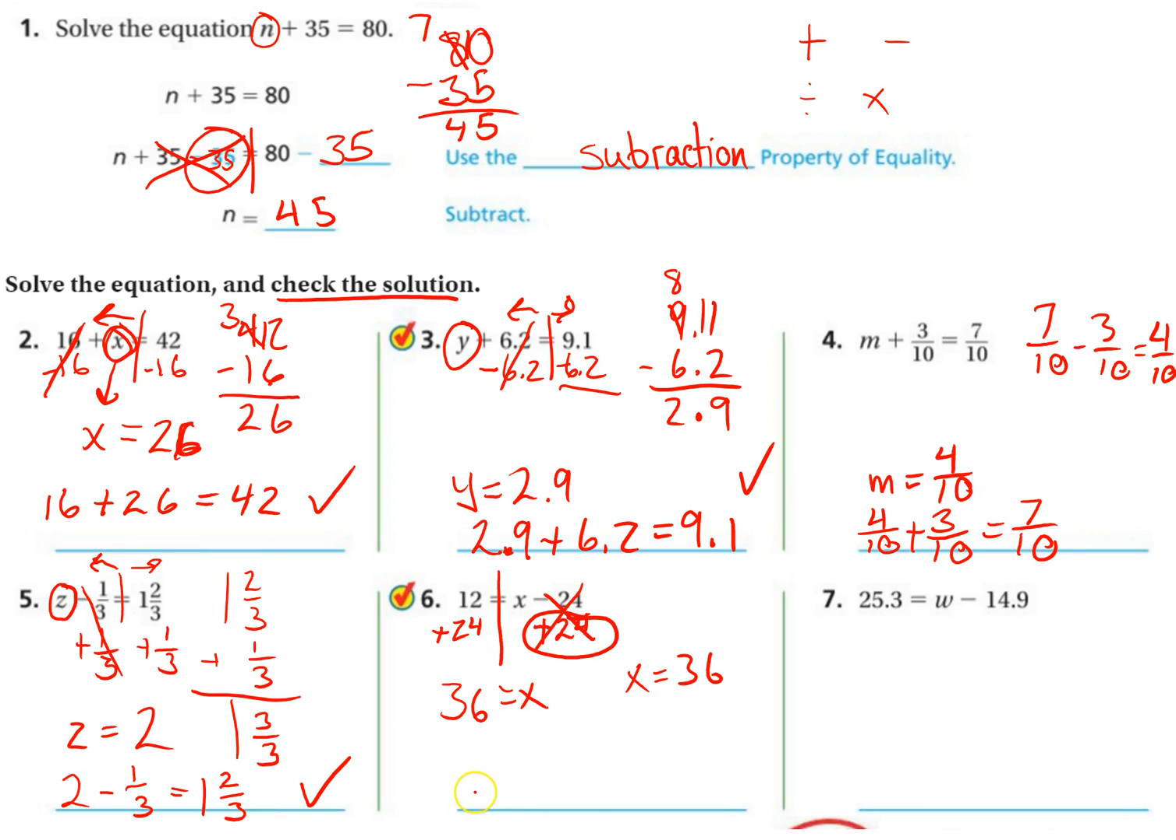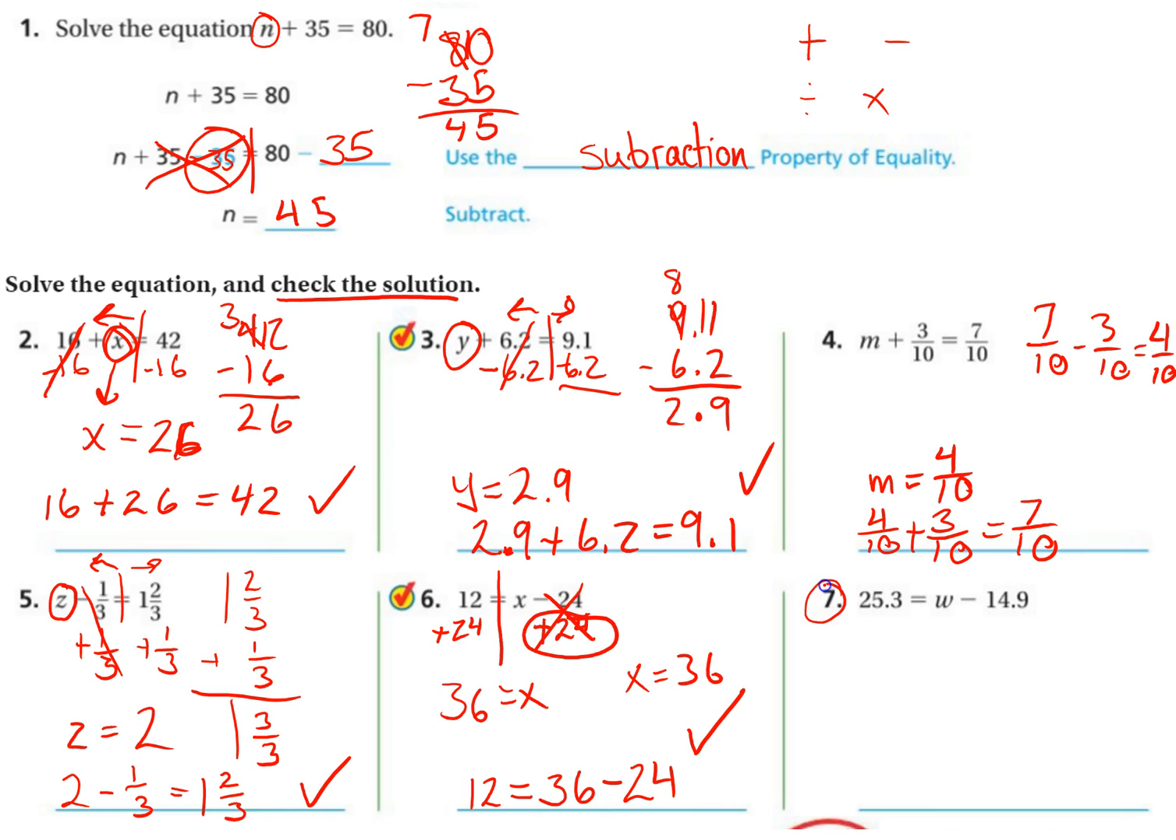So we now check our equation. So we rewrite the original equation, but instead of x, I'm going to put a 36. So the original equation said 12 equals x minus 24, and instead of x, I'm going to put 36 minus 24. And is 36 take away 24 12? Yes, it is. So this checks out.